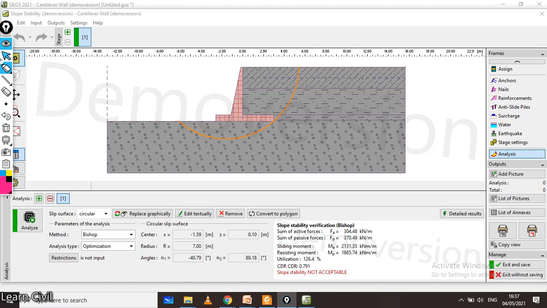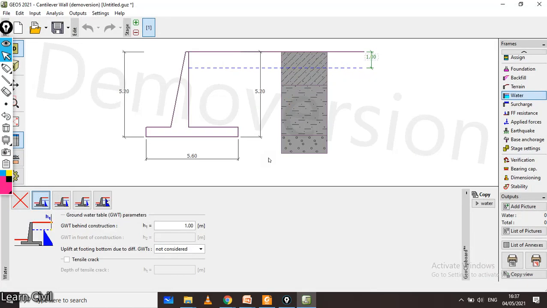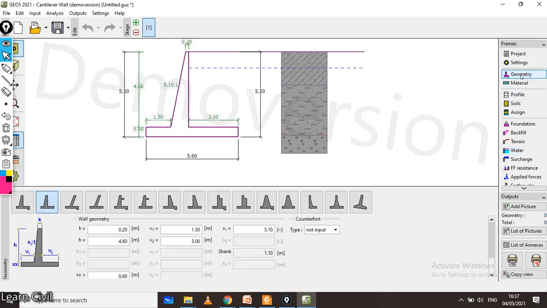So close this particular window, click on yes. Go again to geometry, the geometry option is given here. Just increase the dimension. Let us consider we will be increasing the top width of stem here. I will increase this from 0.2 to 0.5 meter.